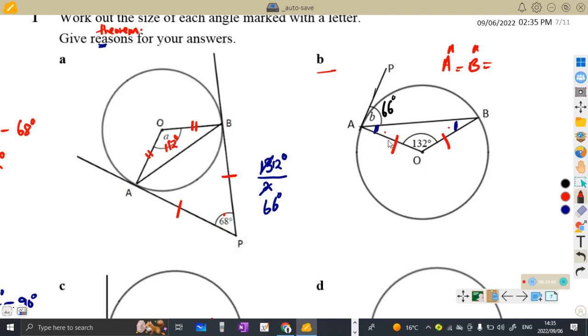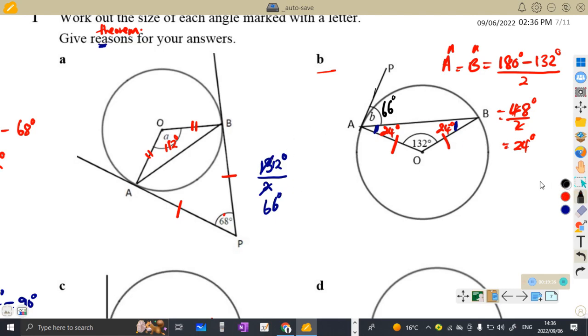So how do I find either of these two? I have to subtract 180 minus 132 degrees. Whatever I get, I have to divide by 2, because these two angles are the same. So 180 degrees minus 132 degrees, we obtain 48 degrees. Divide by 2, which is going to be 24 degrees. So this angle here is 24 degrees, and this angle here is 24 degrees. That was another way that we could have done it.